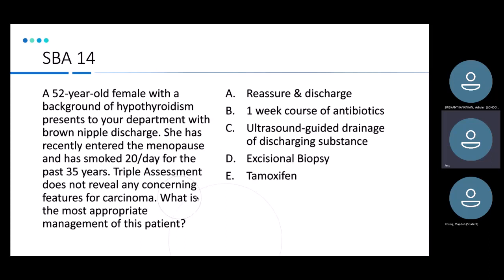A 52-year-old female with a background of hypothyroidism presents to your department with brown nipple discharge. She has recently entered the menopause and has smoked 20 cigarettes per day for the past 35 years. Triple assessment does not reveal any concerning features for carcinoma. What is the most appropriate management of this patient?